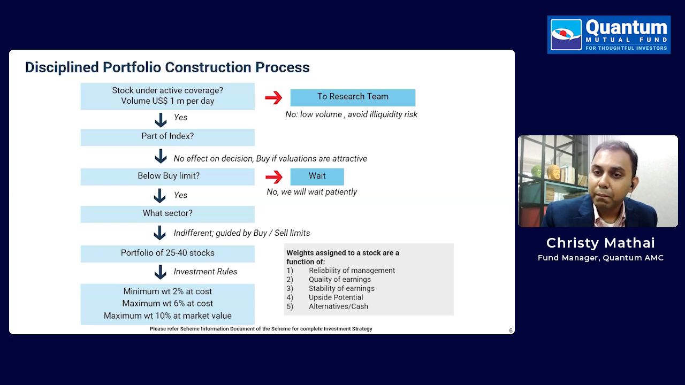So we don't mind being quite away from the index, and in a sense, we are index agnostic. It does not really matter to us whether the stock is in the index or not. What we want is for it to be liquid, which we define as 1 million or more. If the stock is liquid, it does not matter if it's part of the index. What matters to us is whether it is below our buy price.